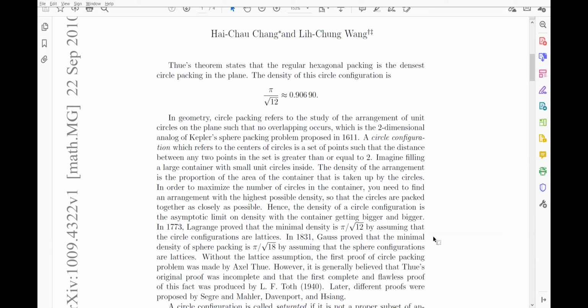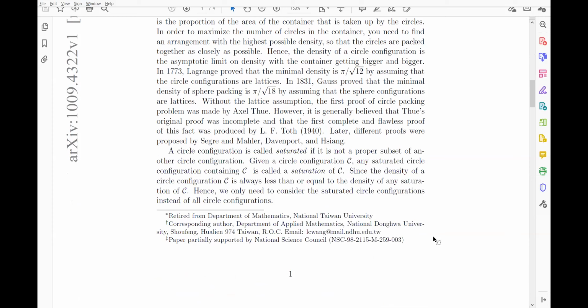So you can't just quickly look up those places, which would be very useful. And it says that there were some issues with Thue's original proof, and it was thought to be maybe incomplete. The first complete and flawless proof is credited to Thue. And then later different proofs were proposed by different people. I would have had references to those works. Make it very easy.